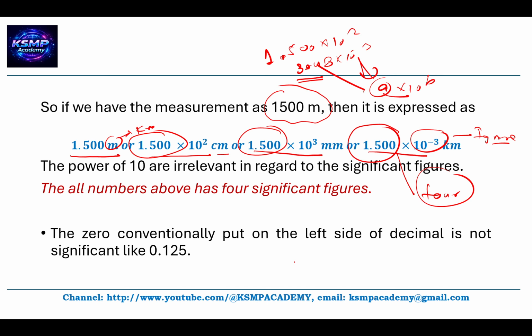It is very important that zeros conventionally put on the left-hand side of the decimal point are not significant. For example, this 0 we have put, but it is not significant in the expression 0.125. Based on this we can find the significant figures. If we have a measured value, then with the help of significant numbers we can find the precision of the measurement. That is the relevance of finding out the significant numbers.